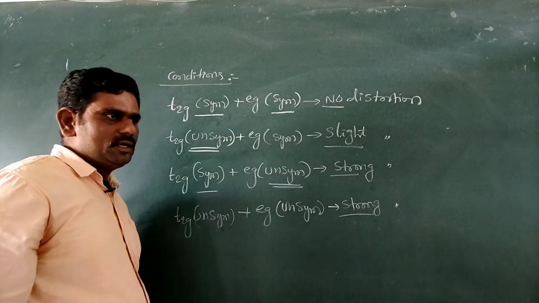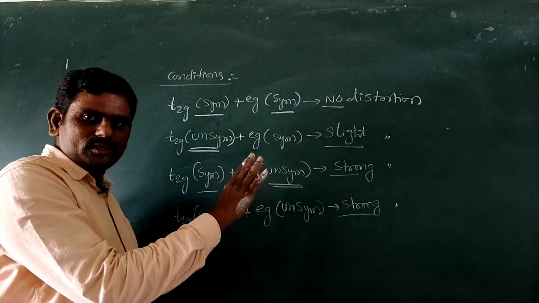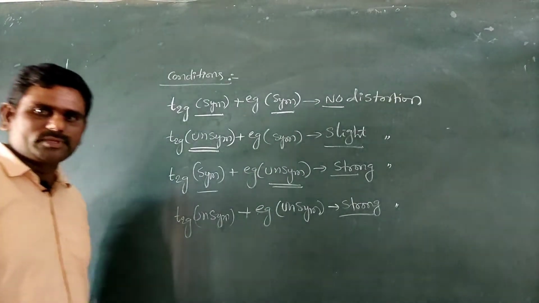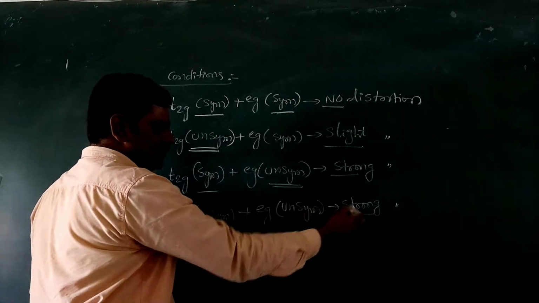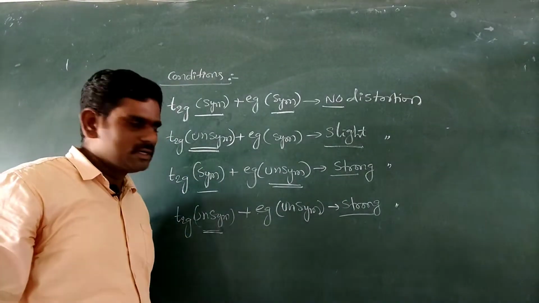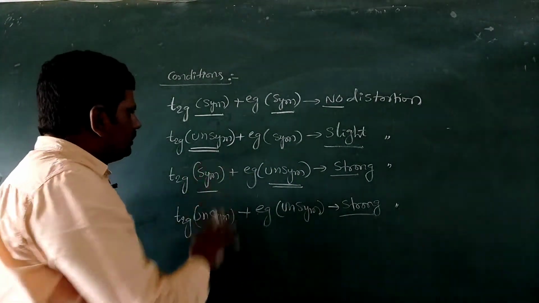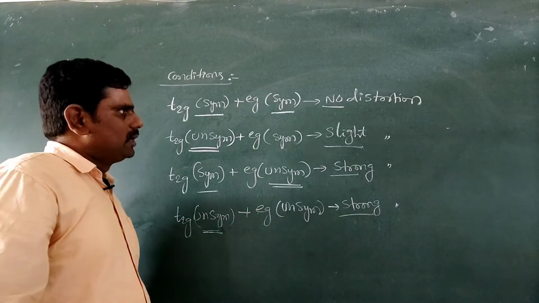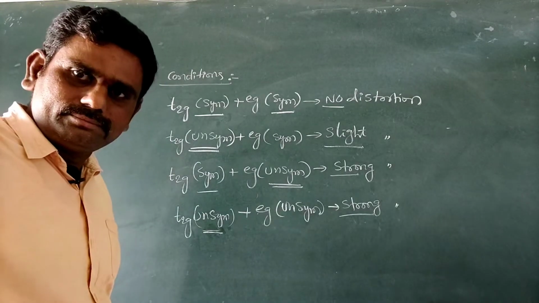Remember a point: if unsymmetry is there in the higher energy state, that leads to a strong distortion. So Eg unsymmetric means strong distortion, irrespective of the symmetry of T2g. So these are the conditions for different orbitals. Now we will try to understand Jahn-Teller distortion using this chart.